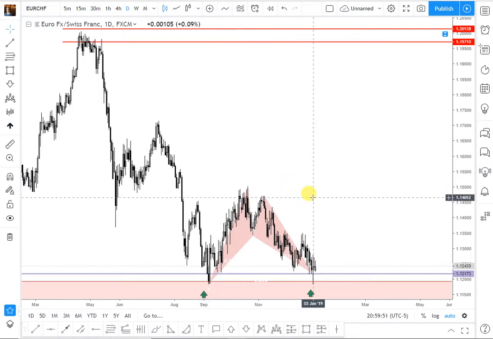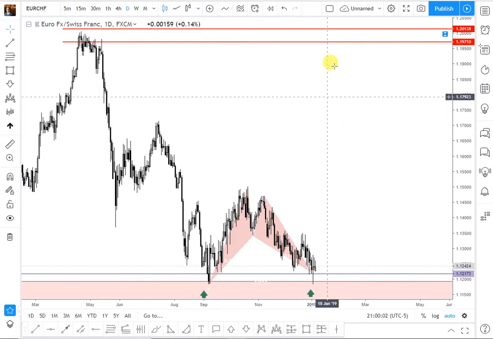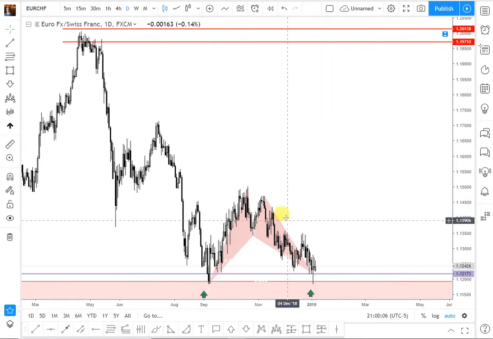And as I mentioned, our take profit will be on the daily time frame, so we expect the first take profit to be in this area at 1.1450, and this is the second take profit, 1.17. The last take profit will be 1.1971.